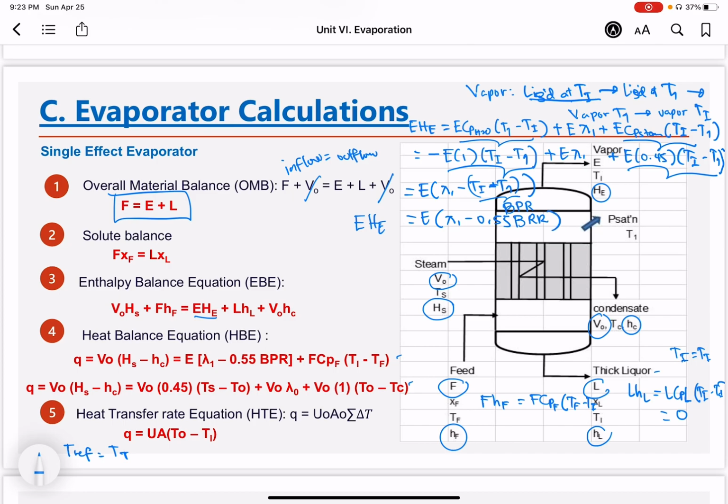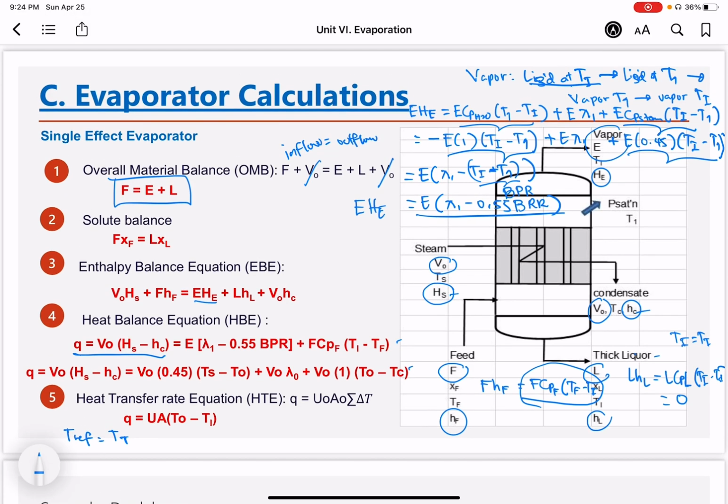BPR. Okay? Now, if you try to include that in your heat balance equation, Q therefore is equal to VO HS minus HC, this one, is equivalent to E times this, lambda 1 minus 0.55 BPR, that's for the vapor, plus your FCPF. Because the LHL, this one is already equivalent to 0. So that's the steam condensate, your heat balance equation. The steam coming in is VO HS minus HC is equivalent to the vapor, E lambda 1 minus 0.55 BPR, plus the feed, FCPF TF minus T1 or TI minus TF, plus LHL, which is 0. Okay, that's why you now have the equation for Q in this here.